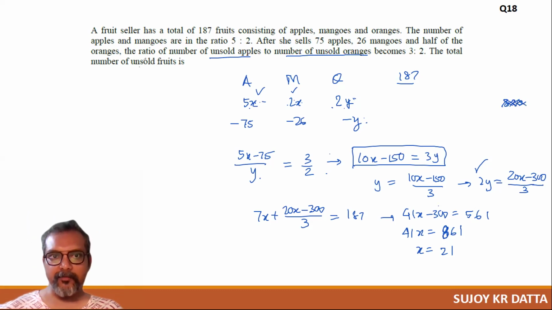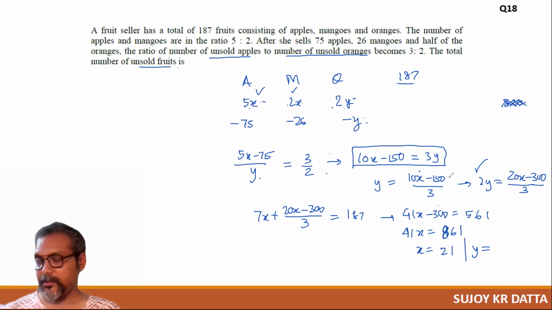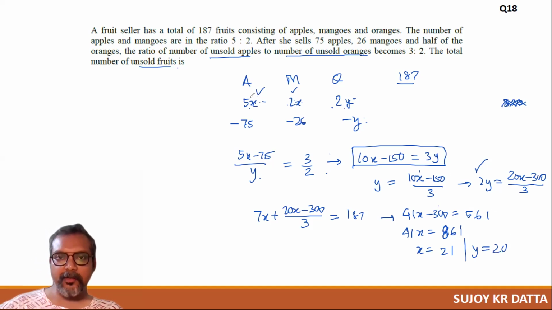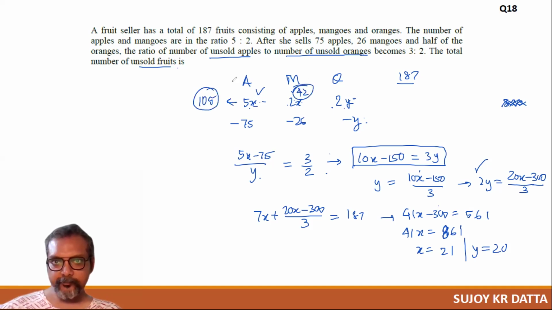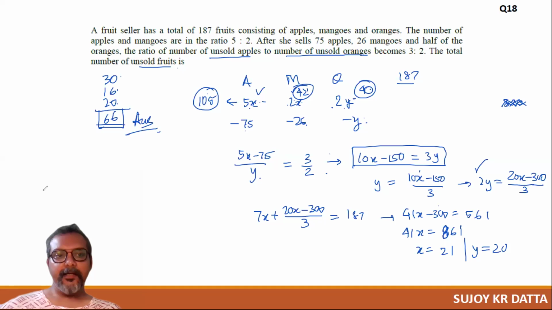So they are saying total number of unsold fruits. So if I get that X as 21, my Y would be 10X, so that is 210 minus 150, 60. 60 by 3 is 20. So 5X would be 105. 2X would be 42. And 2Y would be 40. So these are the fruits. Unsold fruits 105 minus 75, 30. 42 minus 26, 16, and 40 half, 20. That's unsold. So that's 36 plus 30, 66. Unsold fruits are there. That's A. Let's go to the next question.